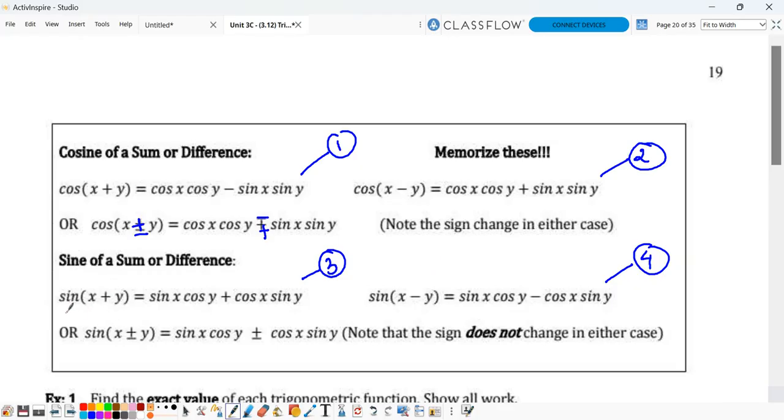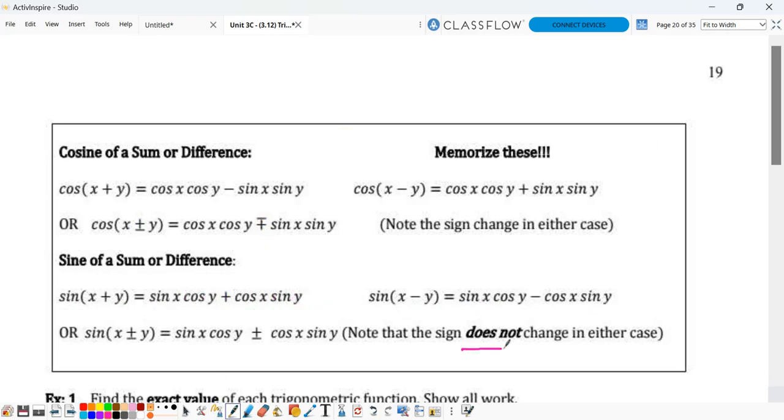So let's talk about the sine formula. Sine of x plus y is sine cosine, cosine sine. Keep the x, y as it is, just switch the function. And sine of x minus y is the same thing: sine cosine, cosine sine.